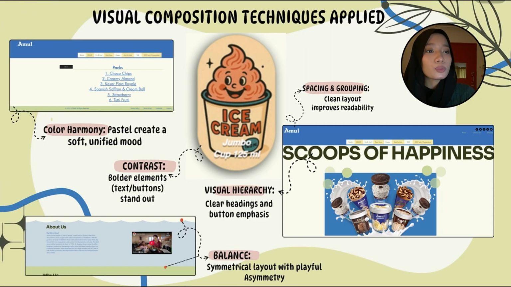The visual composition techniques applied: first, we apply color harmony, where pastel creates a soft and unified mood. Second, we create contrast, with bolder elements such as text or buttons that stand out. Third, we emphasize the visual hierarchy, which is clear headings and buttons. Fourth, we put balance to make a symmetrical layout with playful asymmetry. And fifth, we have spacing and grouping, which is just a clean layout that improves readability.